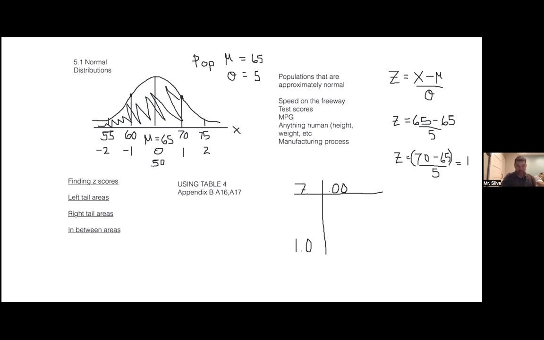So when I go over 1.00, the number that comes here is my percentile, 0.8413. That number represents 70 miles per hour or less. So to answer the question, what percent of cars on the freeway are driving 70 miles per hour or less? That's about 84% of cars on the freeway.